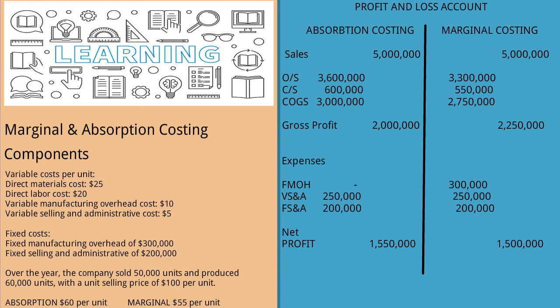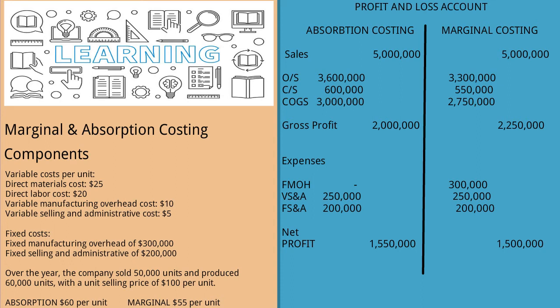So now when you total up the expenses for both absorption and marginal, and you take that away from the gross profit, where you get the net profit, now you can see a net profit of $1,550,000 US for absorption costing, and for marginal costing we can see a net profit of $1,500,000. So here we can see the difference between the two types of accounting systems.